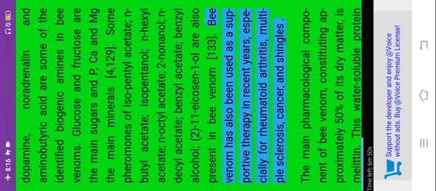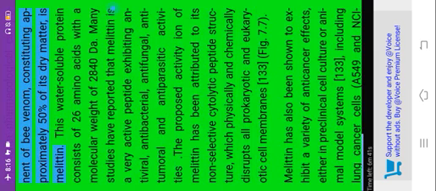Bee venom has also been used as a supportive therapy in recent years, especially for rheumatoid arthritis, multiple sclerosis, cancer, and shingles. The main pharmacological component of bee venom, constituting approximately 50% of its dry matter, is melittin. This water-soluble protein consists of 26 amino acids with a molecular weight of 2,840 daltons.